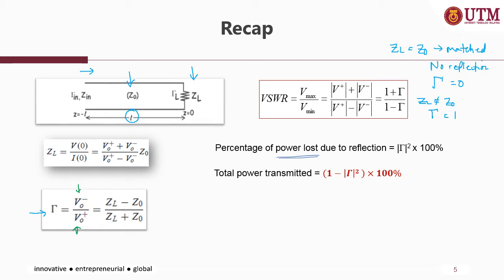Alright, so we have also looked at the VSWR, or the voltage standing wave ratio, in which it considers the Vmax and Vmin. So standing wave basically happens within the lines due to the reflection and transmission of the signal. So it is the ratio between 1 plus the reflection coefficient divided by 1 minus the reflection coefficient. And we have also looked at the percentage of power loss and the total power transmitted from a transmission line terminated by a load ZL.